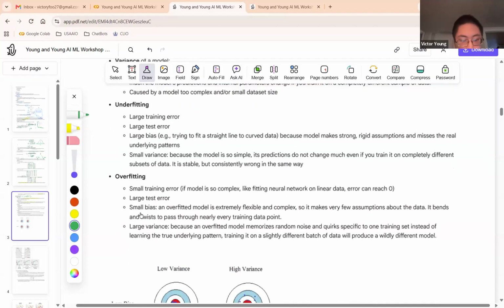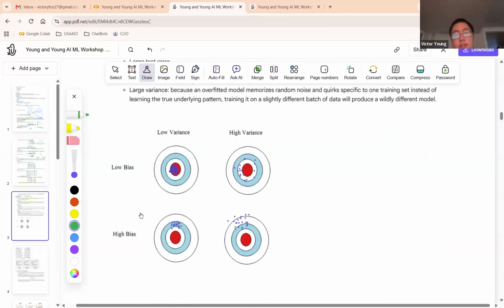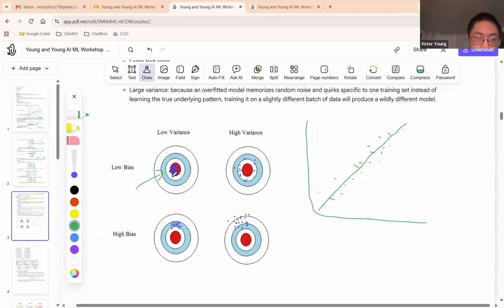So let's look at a visual example. Bias is like systematic error. Low bias means the assumptions the model makes are good. So if we have a linear regression model and the data looks like this, well, it is correct to assume that the relationship is linear. So the model will be mostly very accurate.